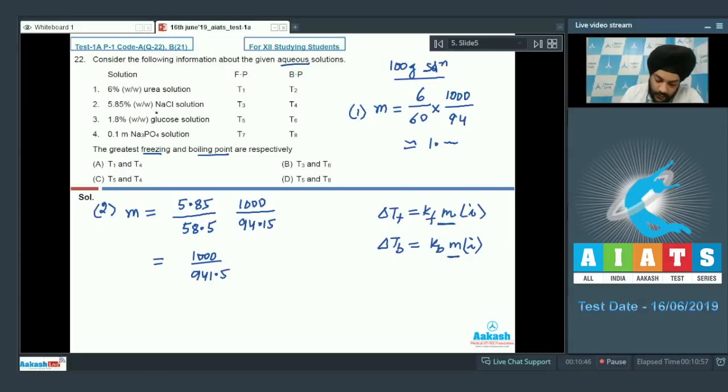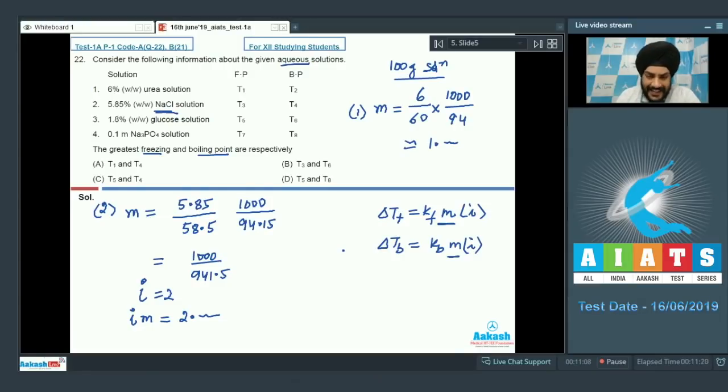But this is NaCl solution. So for NaCl solution, the i value is equal to 2. So the effective value of i into m will be a little greater than 2. So 2 point something. That something is not relevant in this case because we have to give a qualitative estimation.